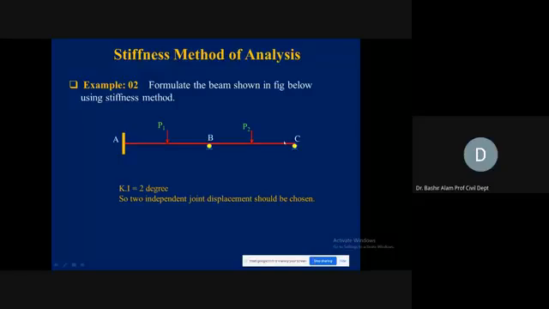Now, if we ignore the axial effects, it becomes a 2 degrees kinematically indeterminate problem. Which ones are those 2 degrees? One is theta at B and one is theta at C. How is it going to deform now? Here we don't have any rotation, so it is going to go this way and then come this way. So we have rotation at C and rotation at B as our unknowns. So two independent joint displacements should be chosen.